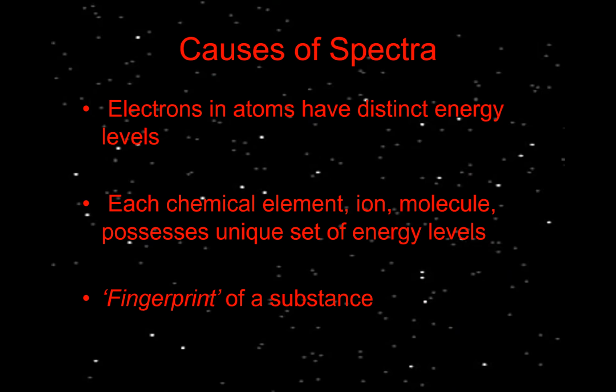So a spectrum can actually be a fingerprint of a substance. Electrons that are in atoms that make up every type of chemical have distinct energy levels, and each chemical element, ion or molecule will possess a unique set of energy levels. By breaking the light down and looking at those different wavelengths and determining the energy levels, we can look at these fingerprints of these different substances. So we can put our spectrograph on a star and say there's hydrogen, helium, lithium. We can say what makes up that particular star just by looking at its light.